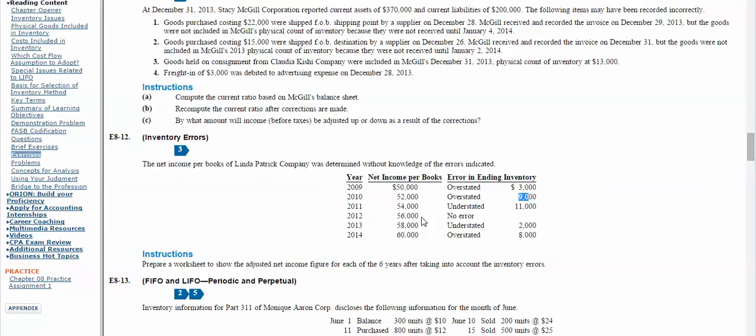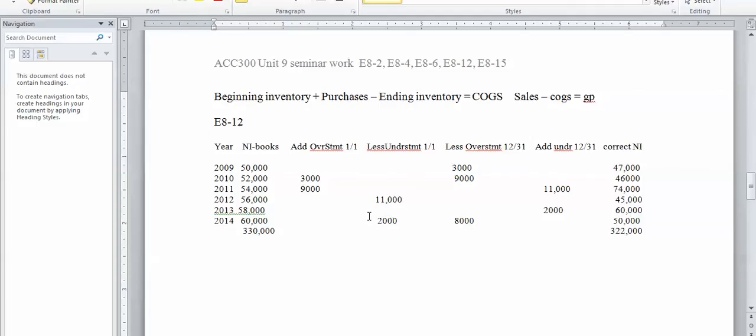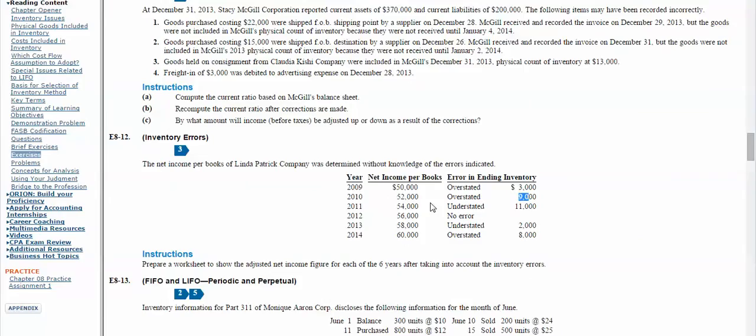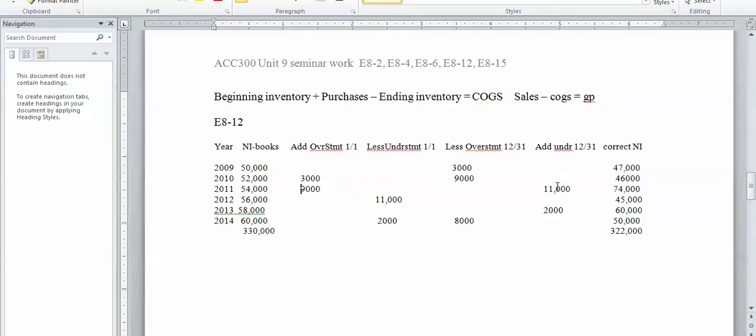So you can see how easy this kind of is when you have this here. The next year, this overstatement flows down here just like we did before. Now we have an understated amount: ending inventory understated, we're going to add it. So we're going to take the 54,000 plus the 9, add the 11, our correct net income is 74.